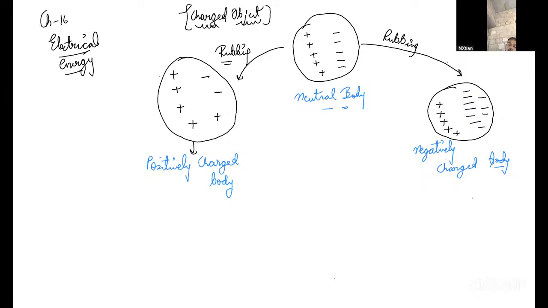Okay, guys, did you understand? Yes or no? So this is all about the charging of a body. If electrons are more, it is negatively charged. If electrons are less, it is positively charged. And we learned the law of repulsion and law of attraction. Plus plus or minus minus charges will repel. Plus minus, minus plus, plus neutral, minus neutral will attract. Any problem in this?